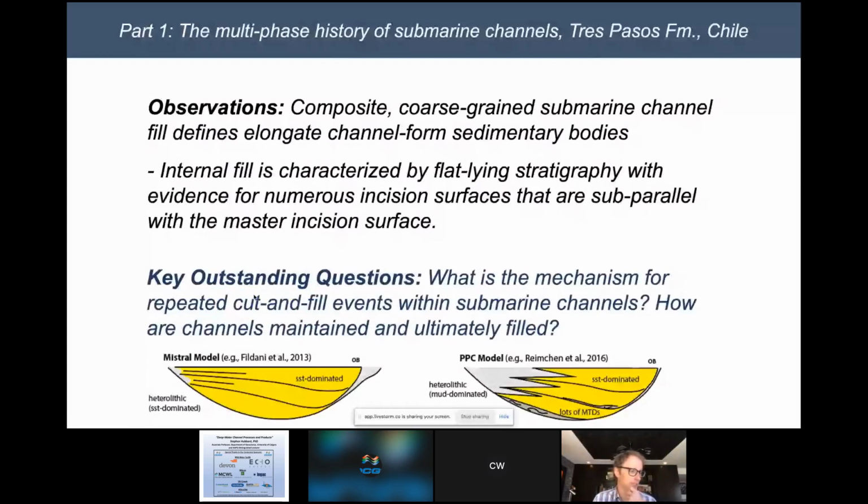So the fundamental question is, how are these channels maintained? How do they stay open through time? And then how do they ultimately fill up with sediment? And so we get these stratigraphic products to study in outcrop and or produce hydrocarbons from in the subsurface. So that's kind of where we left a lot of the outstanding questions.